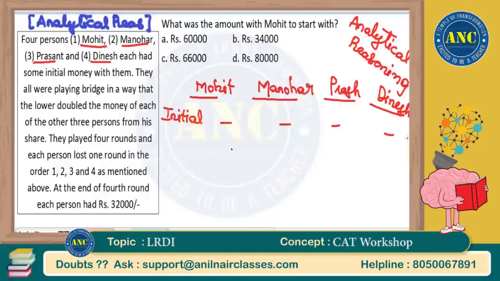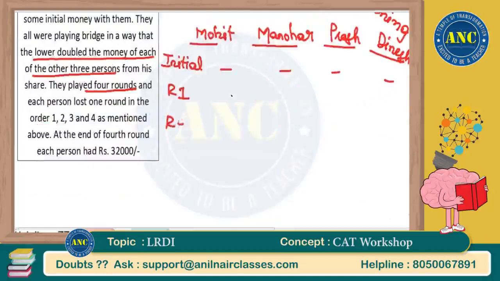They were all playing bridge in such a way that the loser doubled the money of each of the other 3 persons from his share. They played how many rounds? 4 rounds. This is round 1. This is round 2. This is round 3. And this is after round 4.